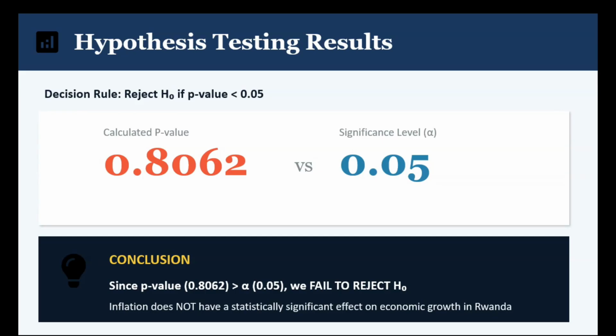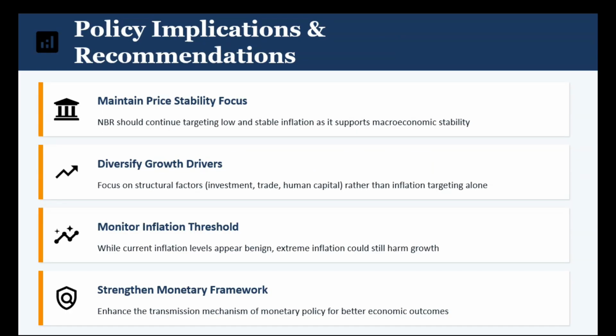So this is what we confirm. Our inflation is not affecting, but Mohammed is going to change the data set. Policy implication: this is what your supervisor will be looking for. We want to maintain price stability and drive diversified growth drivers like investments, trade, and human capital.